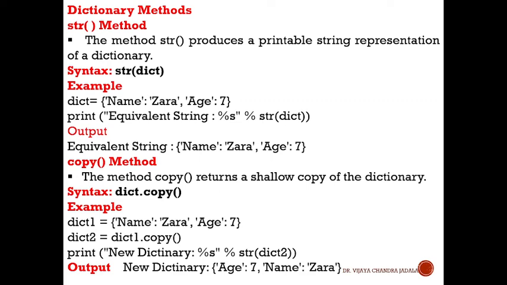Next, dictionary methods. The str method. The method str produces the printable string representation of the dictionary. Syntax: str(dict). Then the copy method. The method copy returns a shallow copy of the dictionary. So these programs you can check at the time of practicals.